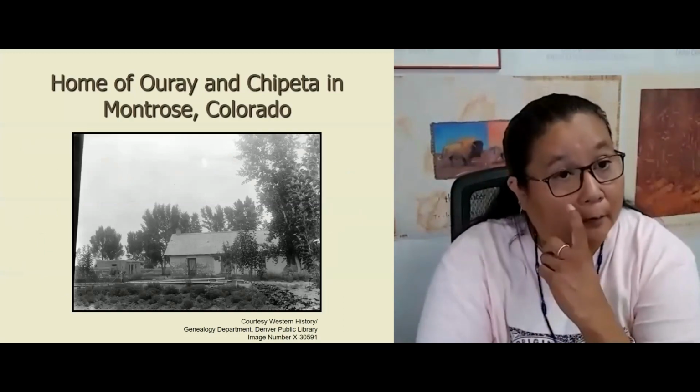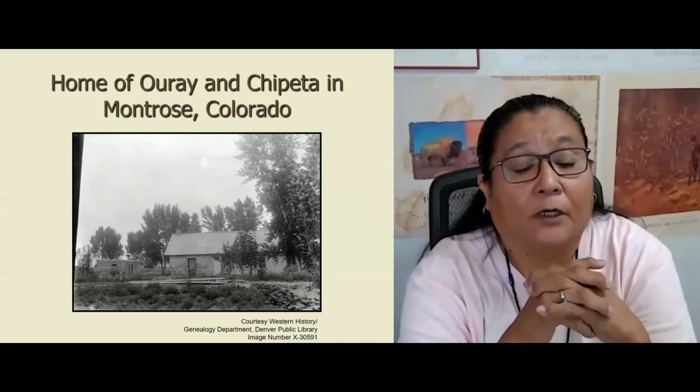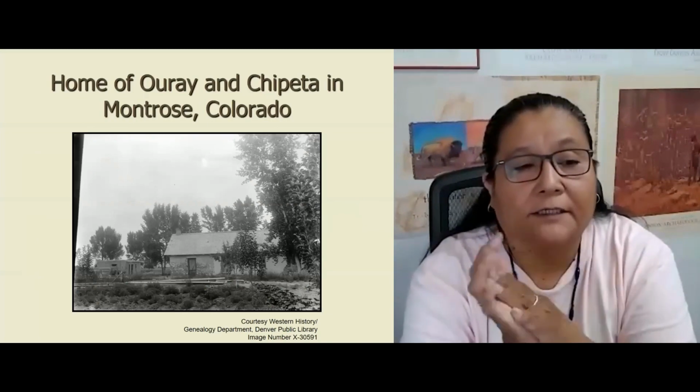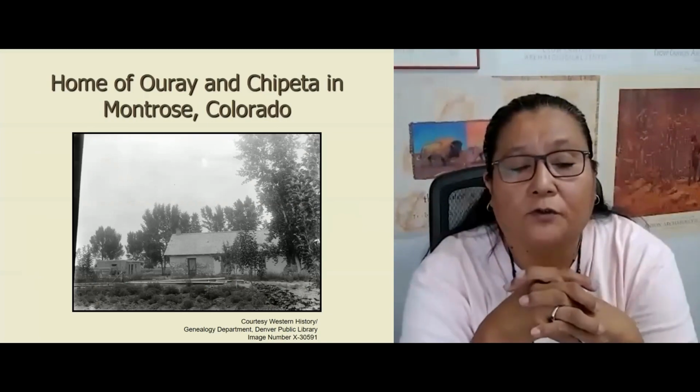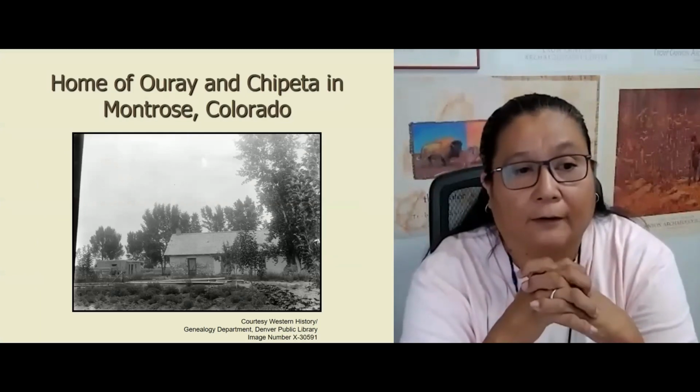So here's a photo of Ouray and Chipeta's house in Montrose. He actually had a couple of houses. This house is actually a couple of miles north of the Ute Museum, which was also one of Ouray's house.